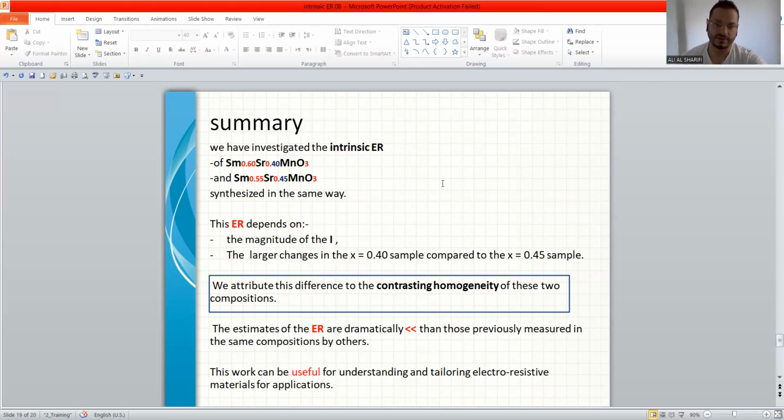The explanation about the reason for the hysteresis behavior is, we attribute this difference in the hysteresis behavior to the contrasting homogeneity of these two compounds. I repeat it again: the contrasting homogeneity of these two compounds. The estimates of the electric resistance are dramatically smaller than those previously measured in the same composition by others. At the last, it's useful work for understanding electronic resistivity of materials for applications.